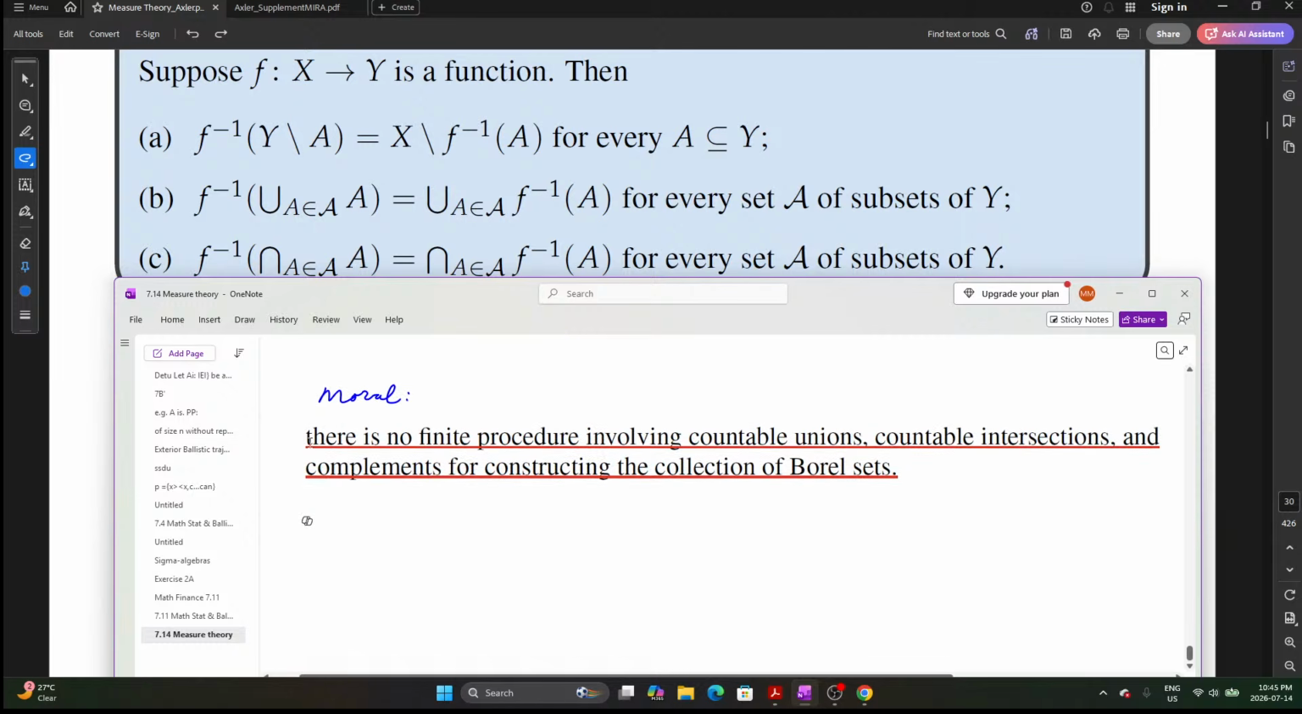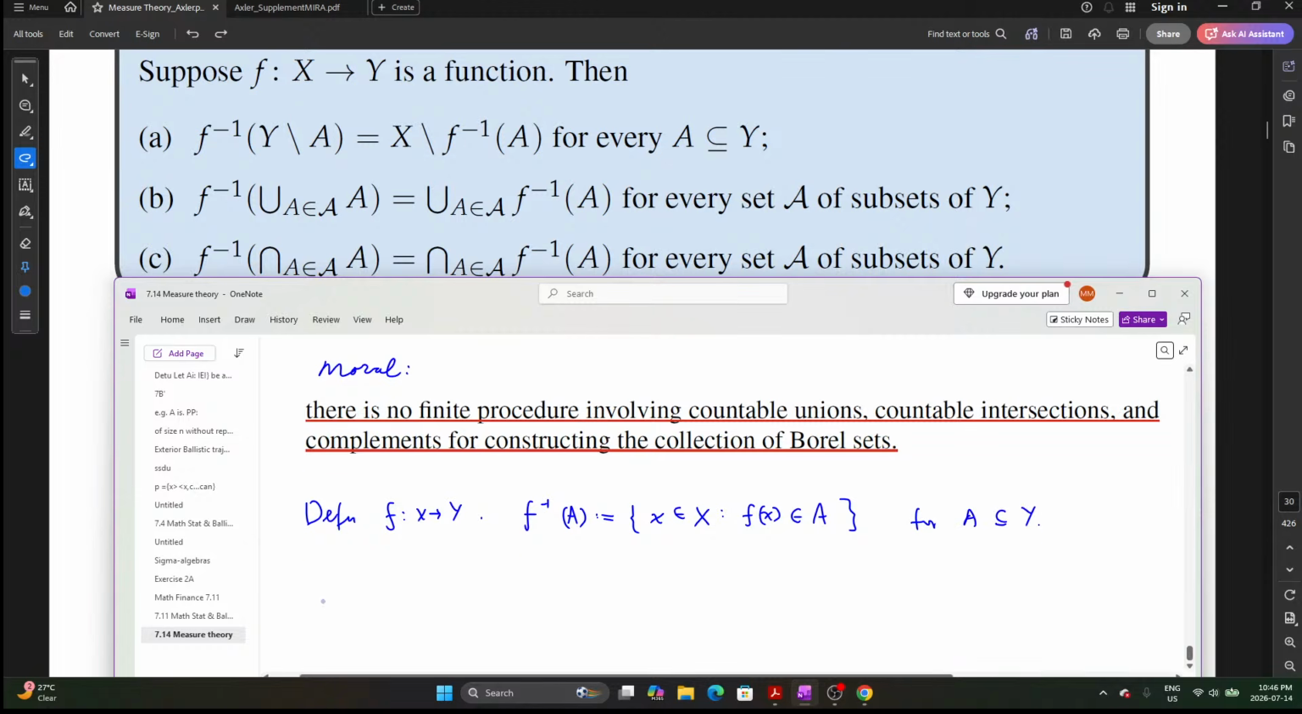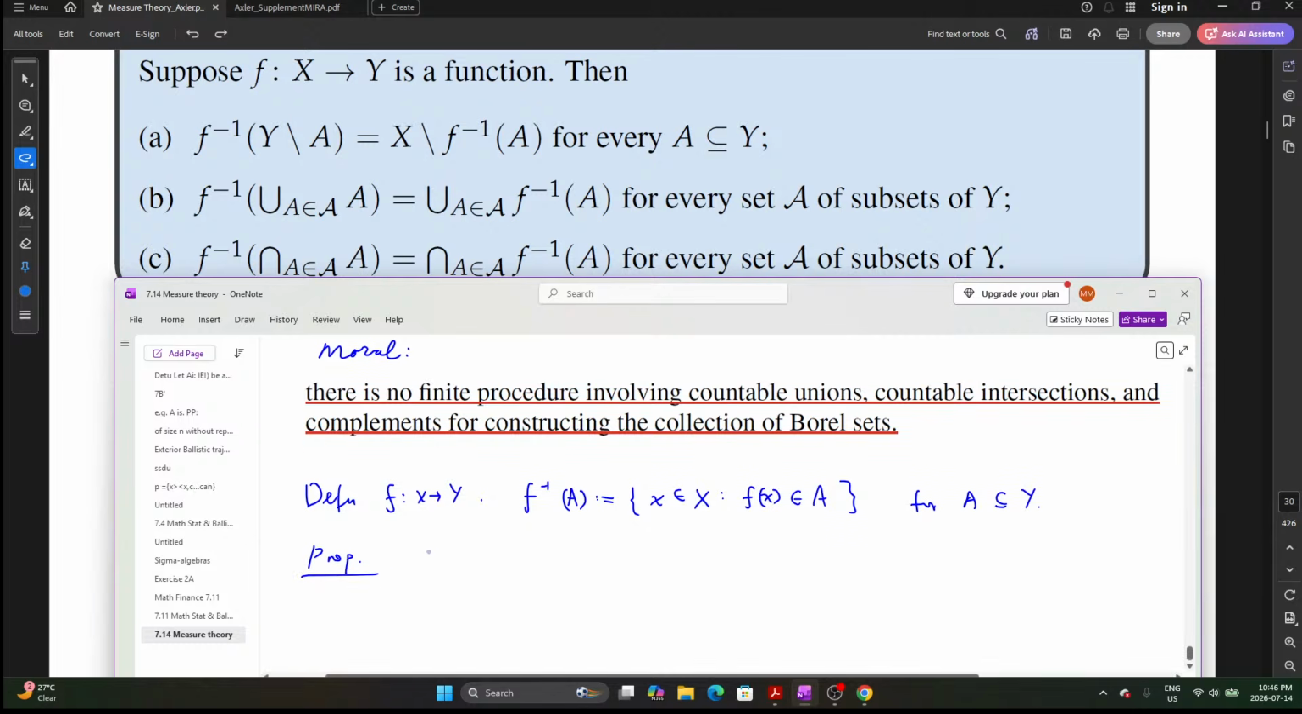Okay. All right, so here, definition: for f from X to Y, f inverse of A is defined as the set of x in big X such that f of x is in big A, for A a subset of Y. Okay, so that's the definition. Properties. So you have these nice properties of the inverse image.